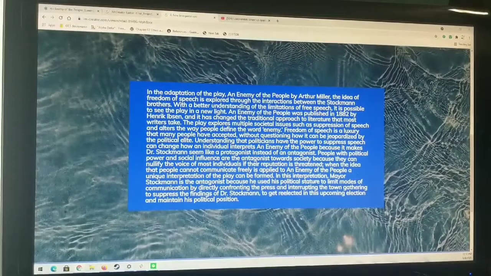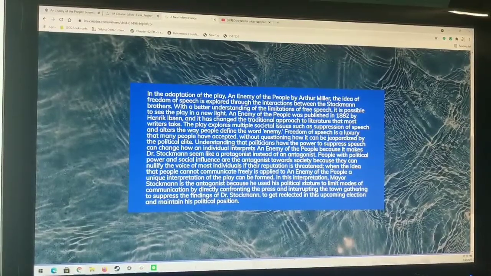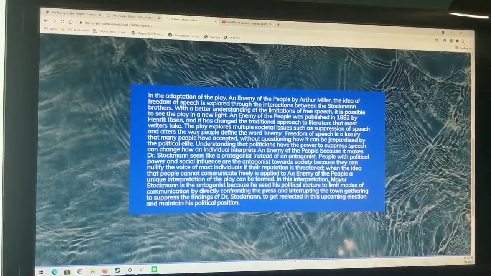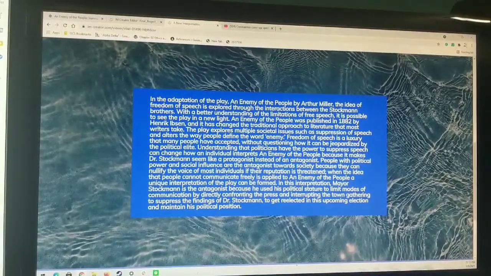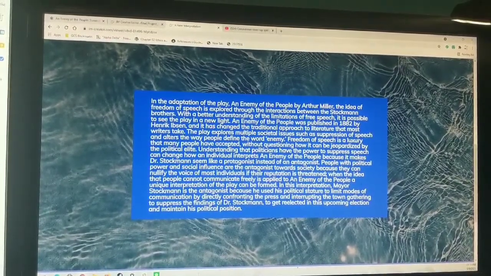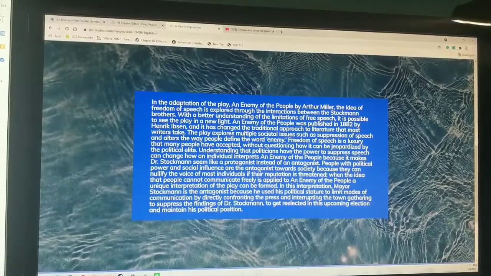When the idea that people cannot communicate freely is applied to an enemy of the people, a unique interpretation of the play can be formed. In this interpretation, Mayor Stockman is the antagonist because he used his political stature to limit modes of communication by directly confronting the press and interrupting the town gathering to suppress the findings of Dr. Stockman, so he would get re-elected in the upcoming election and maintain his political position.